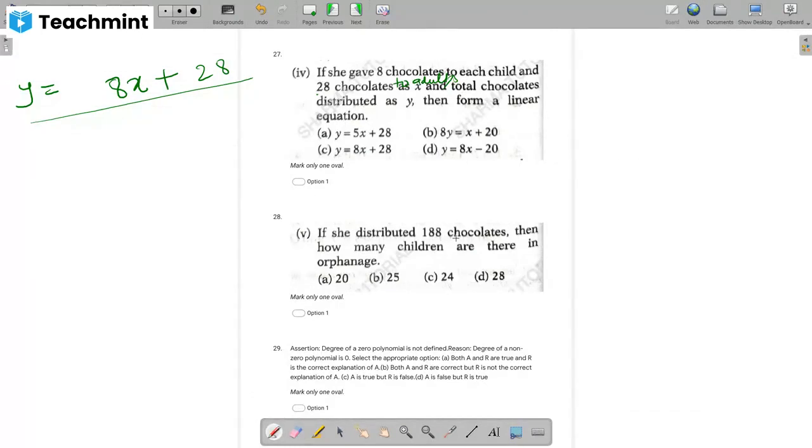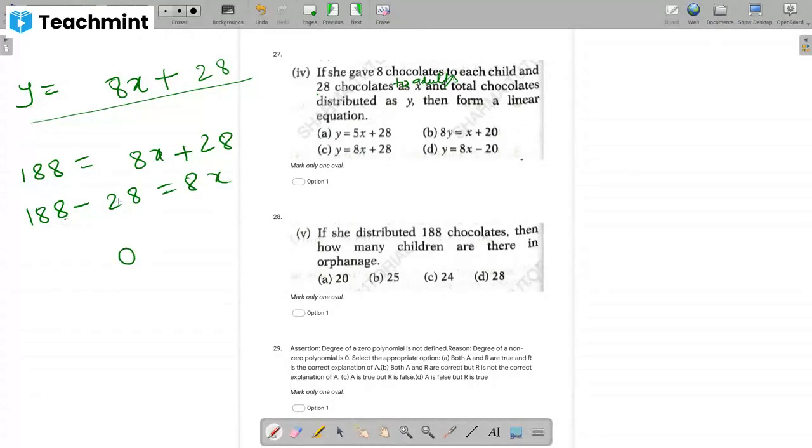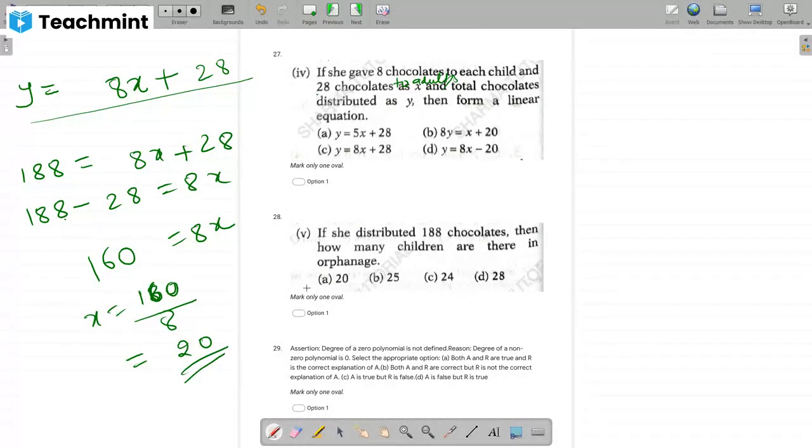Then if she distributed 188 chocolates, how many children are there in the orphanage? Here y is 188. So in this equation we put y equals 188: 188 minus 28 equals 8x. Now we simplify: 188 minus 28 is 160, so 160 equals 8x. Now we find x equals 160 divided by 8, which is 20. How many children are there?